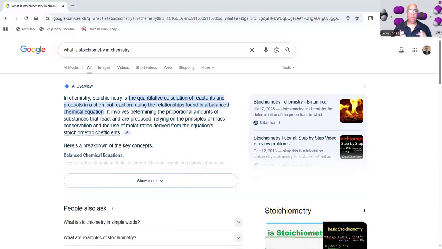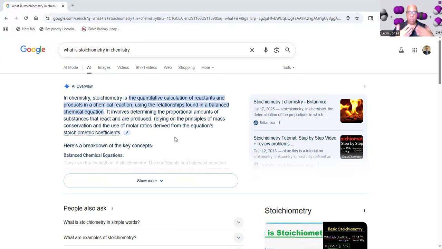Now, when we talk about stoichiometry in chemistry, it's basically a quantitative calculation of reactants and products in a chemical reaction using the relationships found in a balanced chemical equation. Now, if you're taking the environmental FE or the chemical FE, you're going to see this. And if you're taking the other disciplines, you need to listen closely.